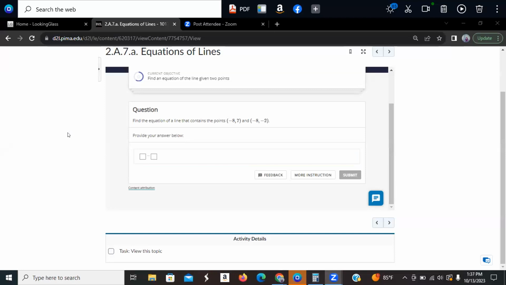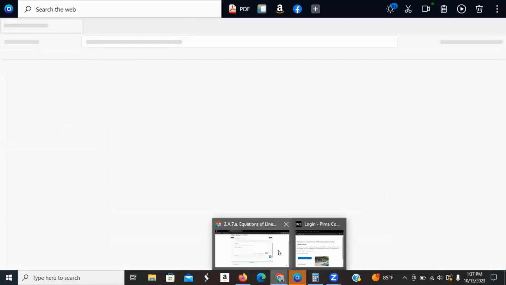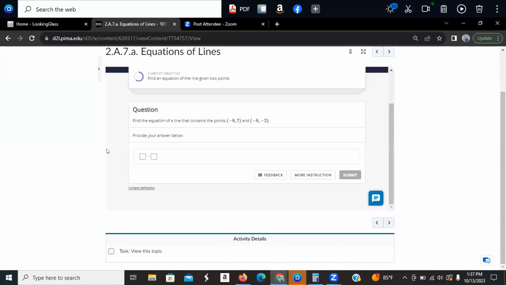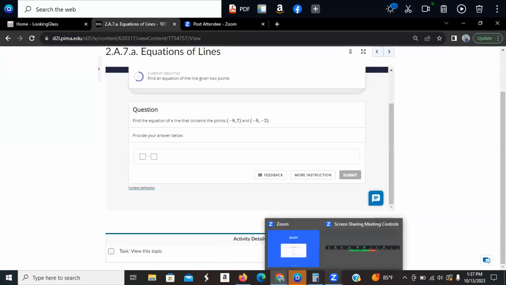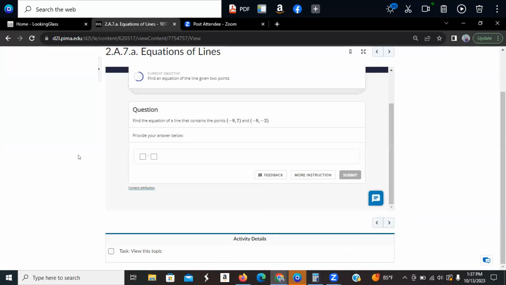Okay, do you see how these two coordinates have the same x value? Yes, they have the same x value. I'm not sharing my screen, I'm just talking you through this one. When they have the same x value or the same y value, it's just an x equals or a y equals. So in this case, it's x equals because the x values are the same.